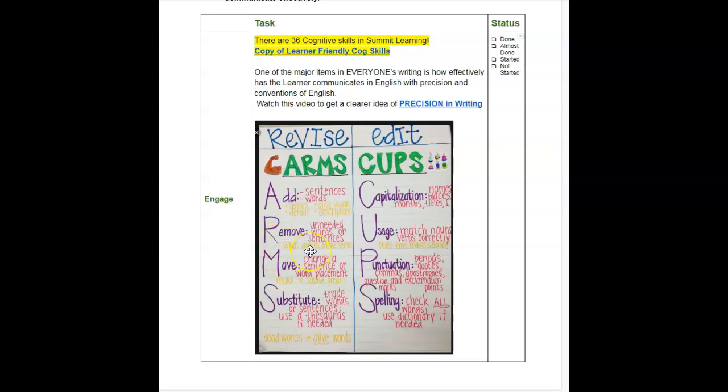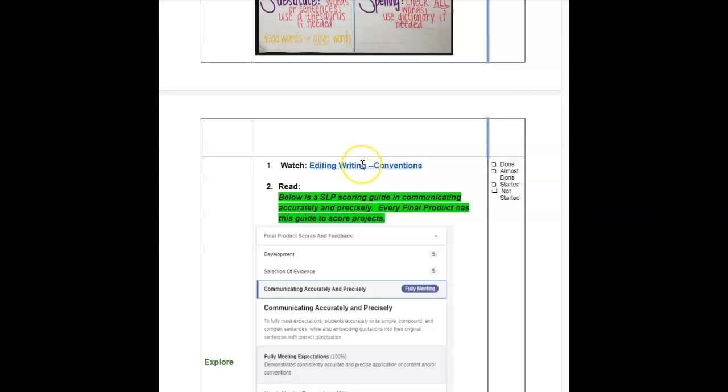Okay, you might have to remove some of the words if they don't make sense. You might have to change things around, and you might have to substitute or trade words up. Try not to use such general language such as things or stuff or they. You need to use detailed, alive language. Alright, let's move down to watch this video about editing your writing and what it means with conventions.